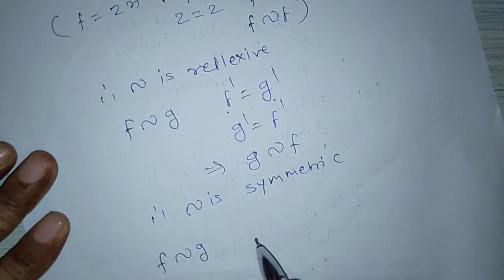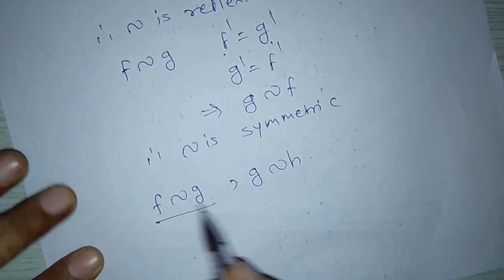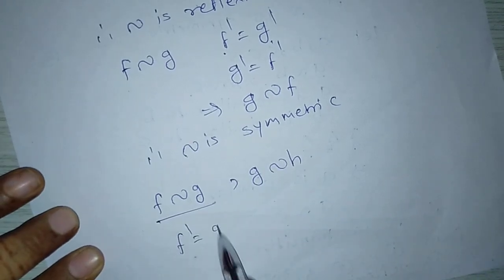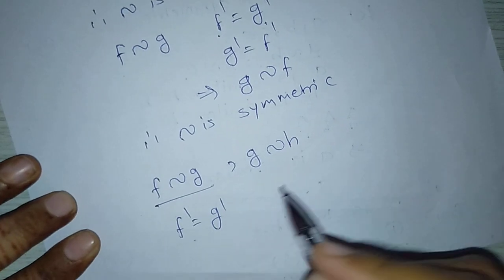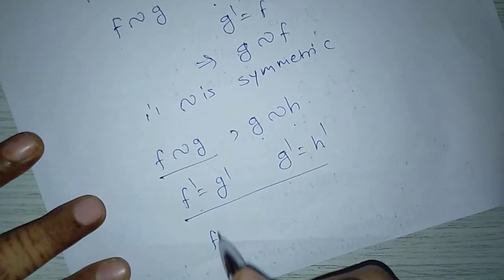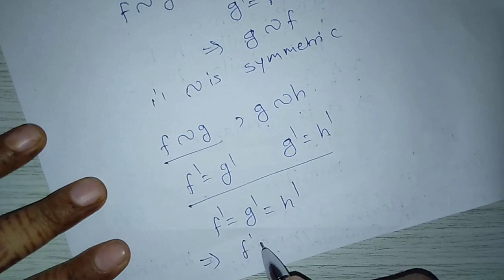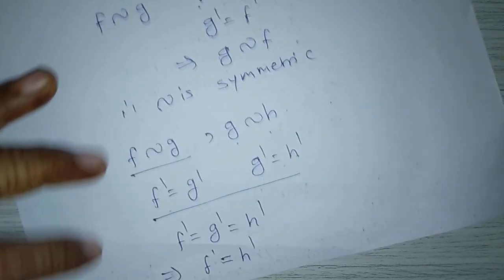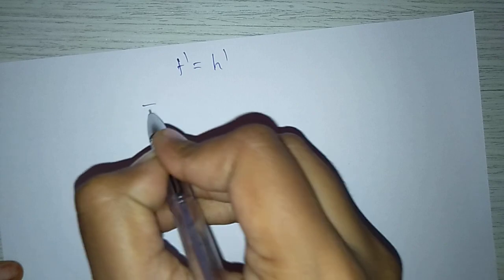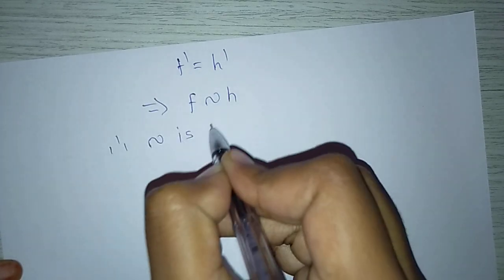f relates to g, g relates to h. f relates to g means f dash equals g dash. g relates to h means g dash equals h dash. Here we get f dash equals g dash equals h dash, which implies f dash equals h dash. f dash equals h dash means f relates to h. Therefore tilde is transitive.